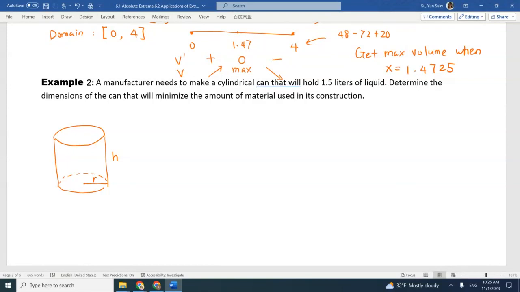That is the volume. And 1 liter is 1,000 centimeters cubed. Is that okay, everybody? Yeah, 1 liter is 1,000 cubic centimeters. And you want the volume to be 1.5 liters. So it's 1,500 cubic centimeters. And you know this number is fixed. Okay. You want to relate it to our variables R and H. What is the volume of the cylinder?